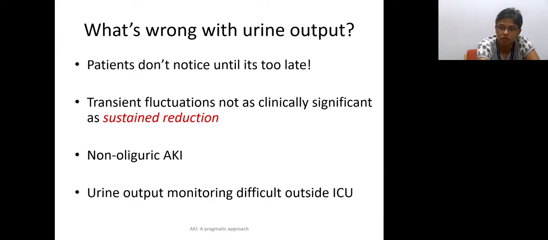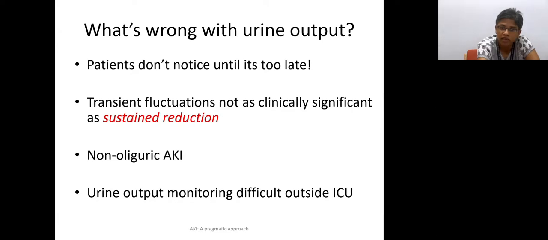So that's important to differentiate. And if you paid attention only to urine output, you would miss out on this important entity called non-oliguric acute kidney injury, in which the creatinine rises, but the urine output remains normal. And this often happens with injury to the interstitium or the tubules.